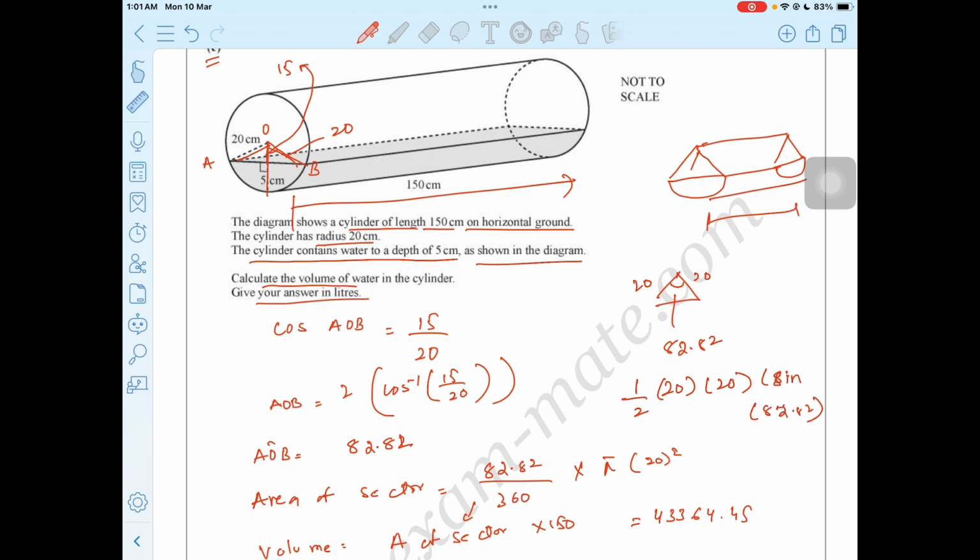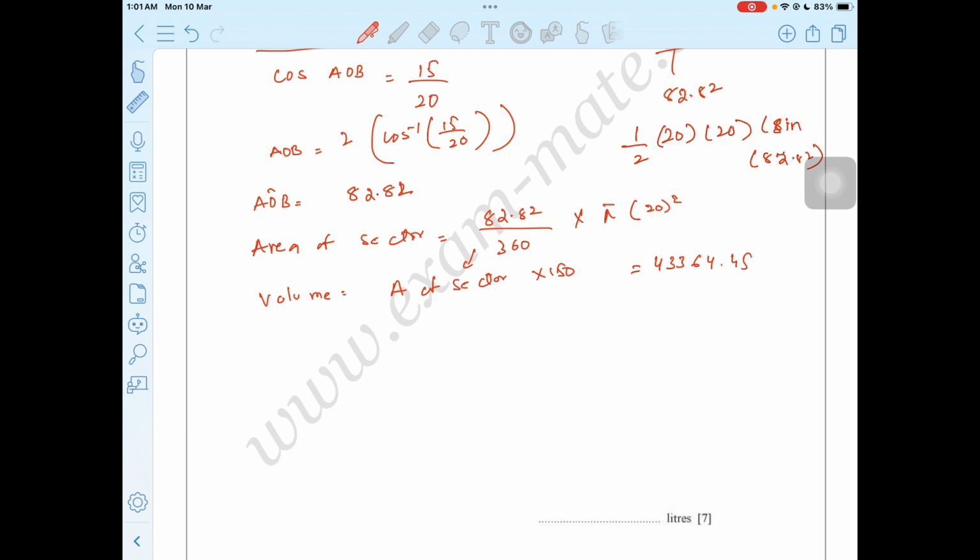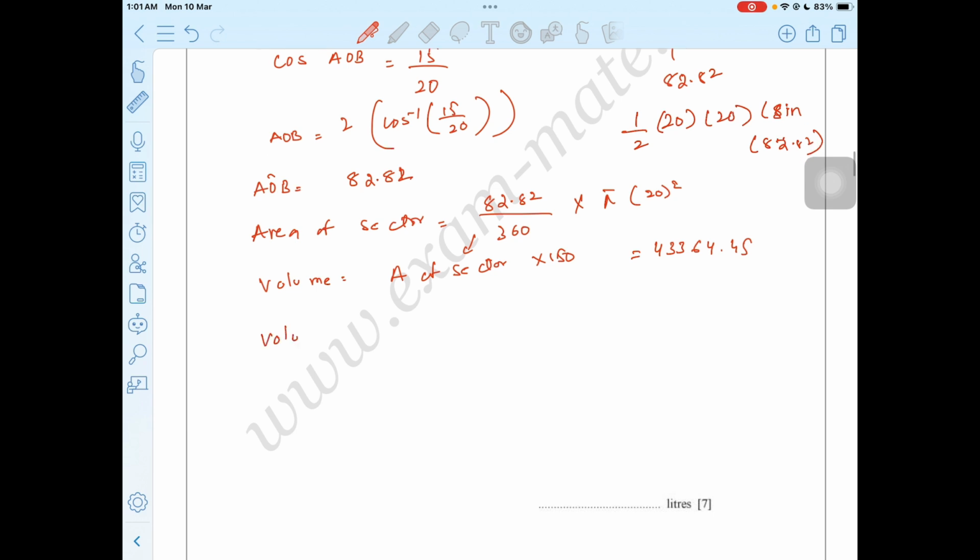So let's calculate the volume of the prism and then subtract both. So this would be 1 over 2 multiplied by 20 squared, then sine 82.82, then this would be multiplied by 150, right? So this would simply be 20 squared multiplied by 0.5 multiplied by sine 82.82 multiplied by 150.